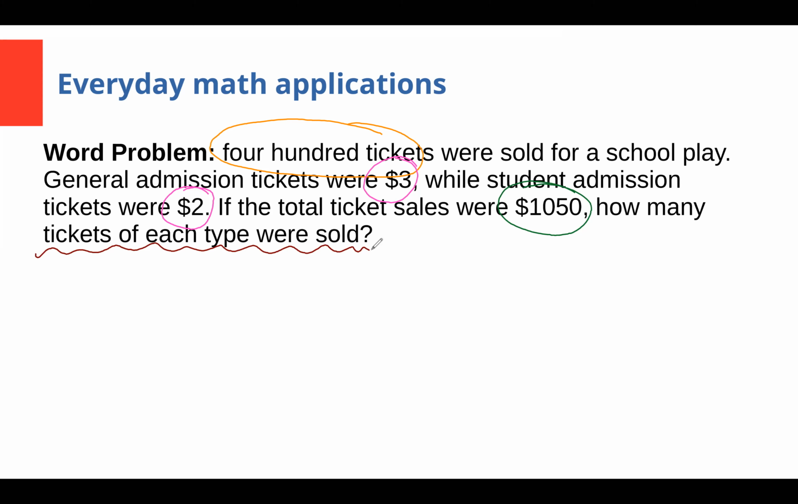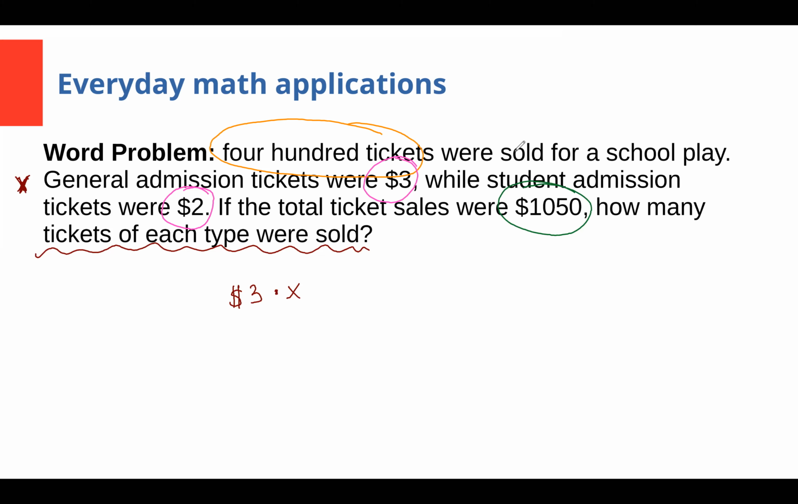Now, just something to start with. If I know, let's say, that the general admission tickets, let's say X of them were sold, right? X of them were sold. Then I know how much money the school play received from the general admission tickets, right? So it will be $3 multiplied by X. So that's how much money they received from the general admission tickets.